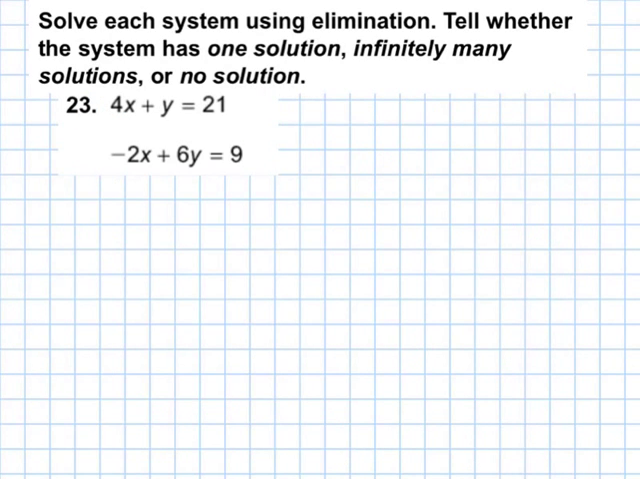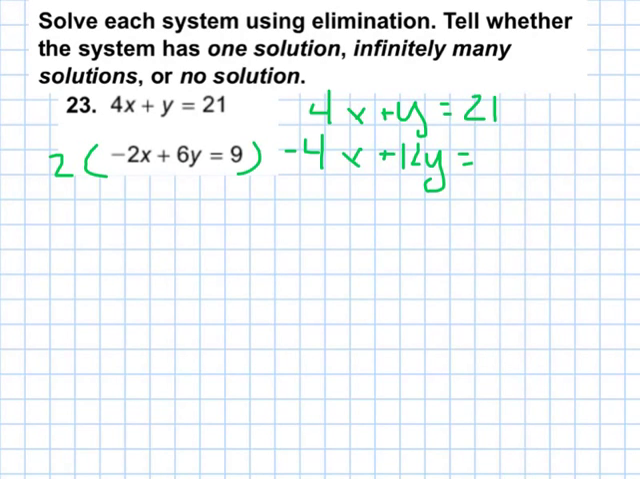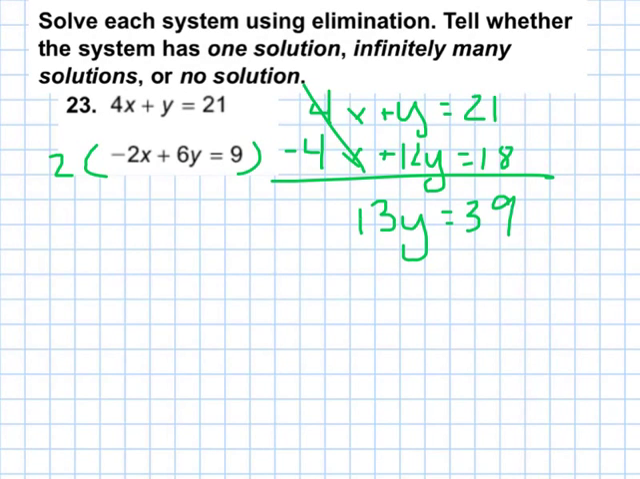Number 23, again, we want to use elimination. So looking here, I have a 4x and a negative 2x, so we'll multiply the bottom equation by 2. Top equation will stay the same, 4x plus y equals 21. Second equation, we get negative 4x plus 12y equals 2 times 9 is 18. So we add them all up. We get 13y equals 39. Divide by 13. y equals 3.